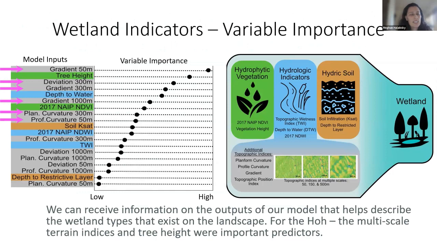And in this case, we can see that the terrain indices really were important variables in this model. And it's different wherever you run it. You can find out, like, maybe it's groundwater proxies that are more important indicators than others. Okay.